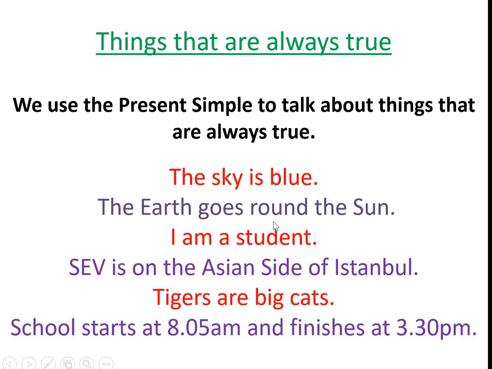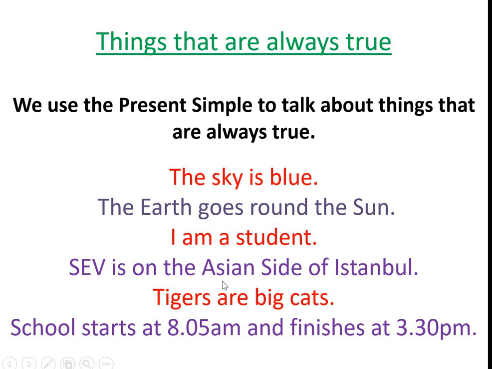Again, the earth goes around the sun. We talk about go. Because it ends with O, we put ES. The earth goes around the sun. This is true. I am a student. So am here also is a main verb. It's not a helping verb. So because of that, we consider it as a main verb. We don't use the verb to be as a helping verb in the present simple, so be careful about these things.